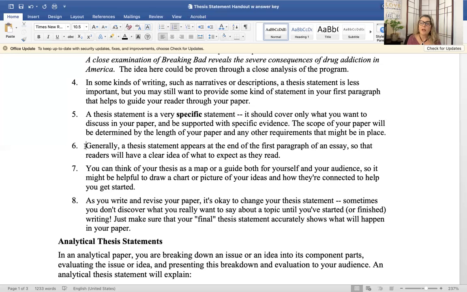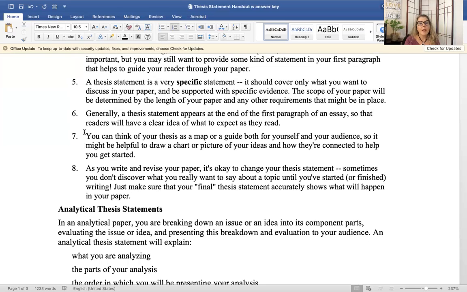So let's say you wrote a long research paper and you have 2 paragraphs for your introduction. Your thesis would come at the end of the second paragraph because from that point on, you would prove that main idea. Okay, I hope that makes sense. Number 7, I mentioned already, you could think of your thesis as a map or a guide for your reader. And it also keeps the writer accountable as well. So as you're writing that paper, as you're presenting evidence, your own ideas, you're always going back to that thesis statement to make sure you're supporting that idea.